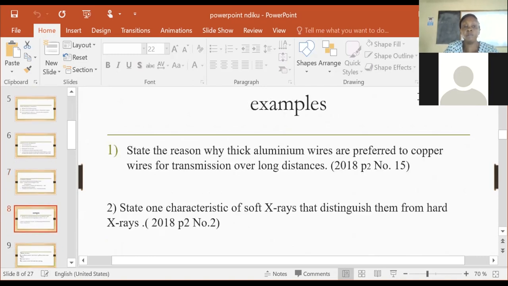For example, we have this question which was there in 2018. State the reason why thick aluminum wires are preferred to copper wires for transmission over long distances. Can I have somebody to give me the reasons? What is the reason? Hands up.